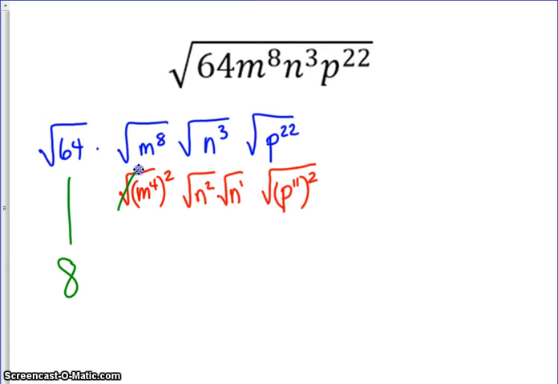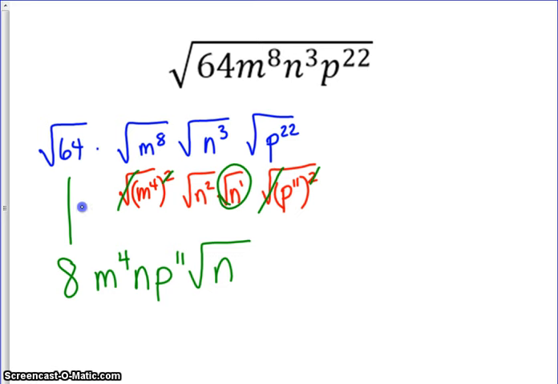So square root and square are inverses. So this is m to the 4th. Okay, n squared, and the square root of that would be n. And we're going to be left with this piece. So hang on to that for now. And the square root of p to the 11th power squared is p to the 11. And don't forget, you got to have this square root of n. Remember, the radical sign will always go at the very end of your answer.